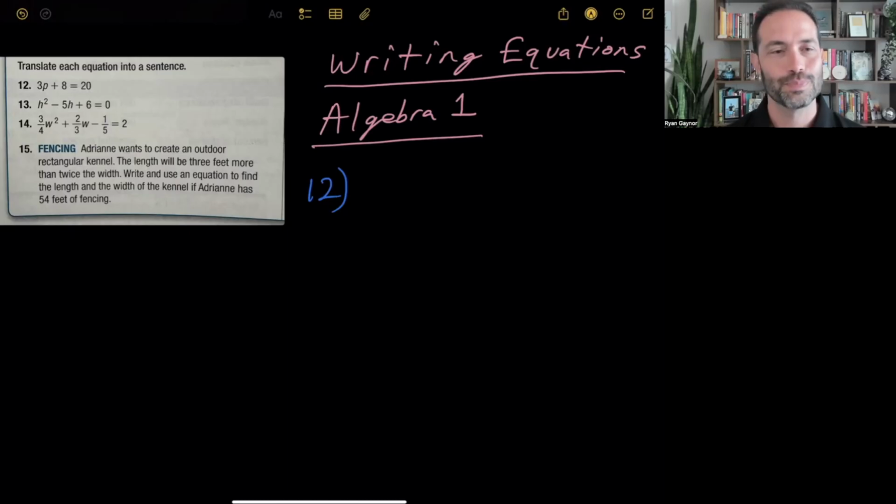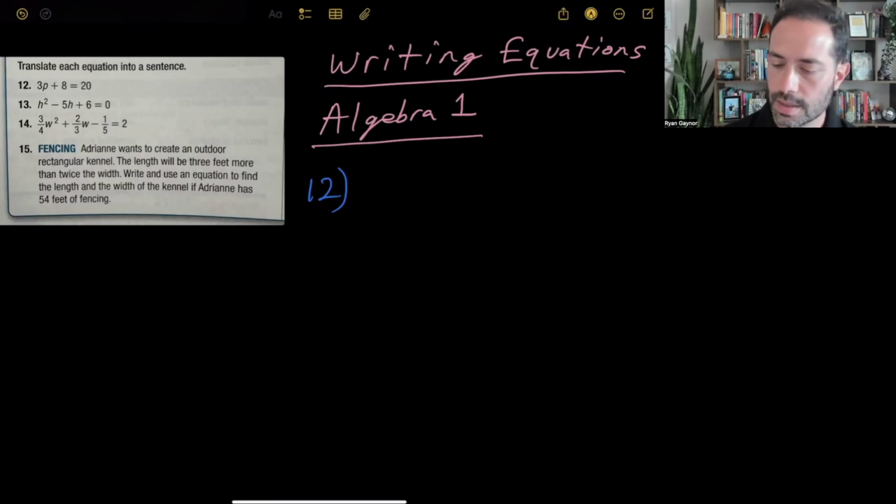Let's get into it. The first question we're going to do is number 12. It says, translate each equation into a sentence. So we have 3p plus 8 equals 20. The way you would do this is you would break it down into each part of what's happening. So 3p, how would we say that? We say 3 times a number p.